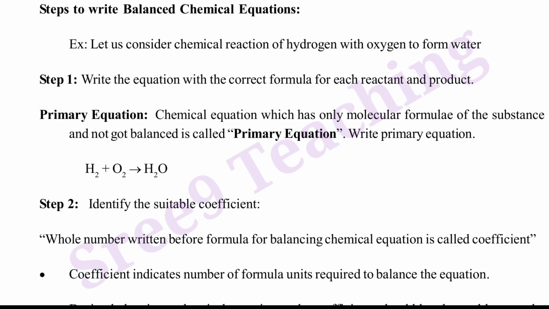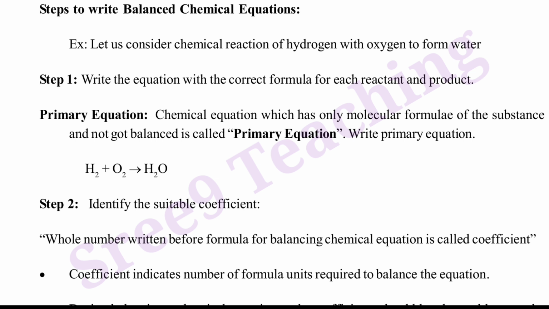Steps to write balanced chemical equations. Let us consider the chemical reaction of hydrogen with oxygen to form water. You know that hydrogen combines with oxygen and forms water. In that, how do we write the steps of a balanced chemical equation? Okay, step 1: write the equation with the correct formula for each reactant and product. Whatever reaction is taking place, first we should write the correct formula for each substance on the left-hand side as well as on the right-hand side.